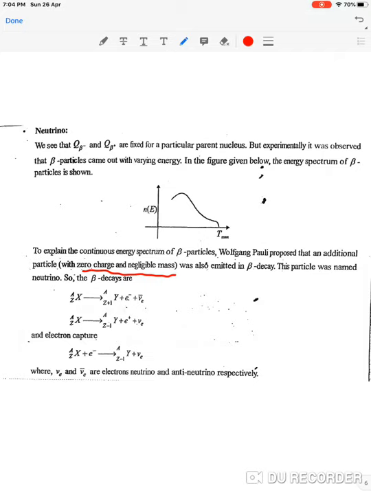Try to understand this and do some questions on it, on the processes of alpha decay and beta decay. In the next classes we will be discussing some nuclear reactions and the energetics of nuclear reactions, and how we can accelerate particles, like the cyclotron and betatron. Okay, thanks.